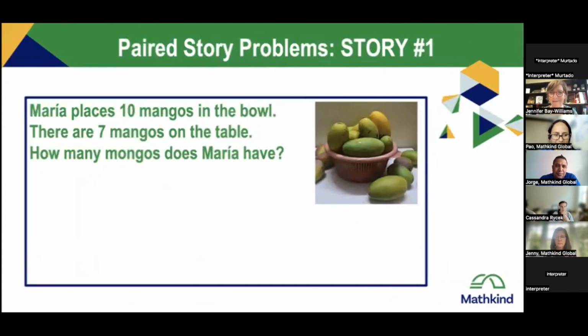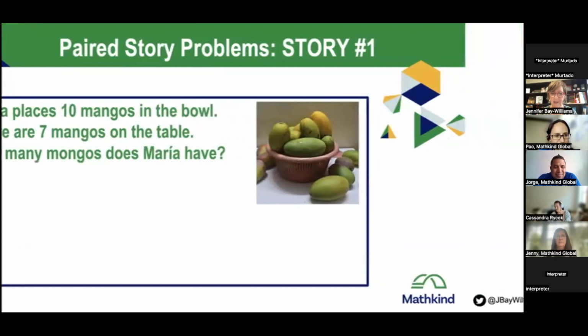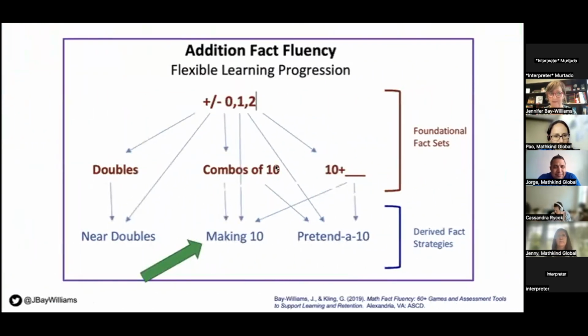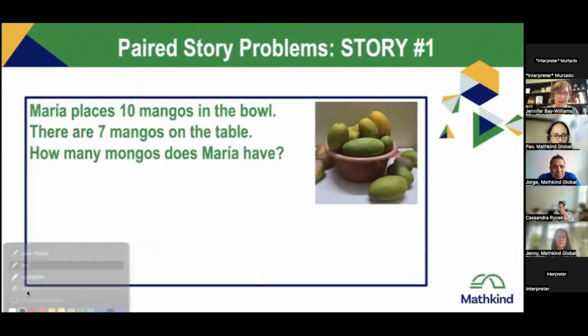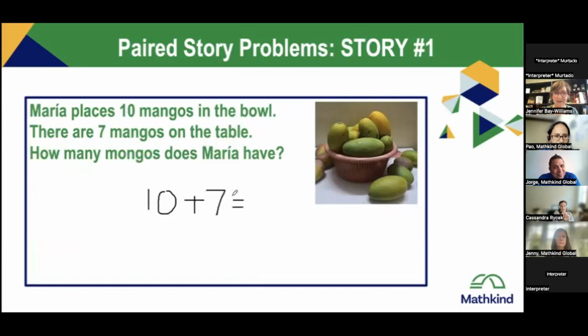Maria places 10 mangoes in a bowl. There are 7 mangoes on the table. Whoops, I have a misspelling there. I'm going to have to fix that. How many mangoes does Maria have? Now, based on this chart, that story is from combos of 10. Students have already learned that before I'm teaching them the making 10 strategy. So students are going to tell me that this is 10, sorry about my handwriting on screen, plus 7. And that equals 17.